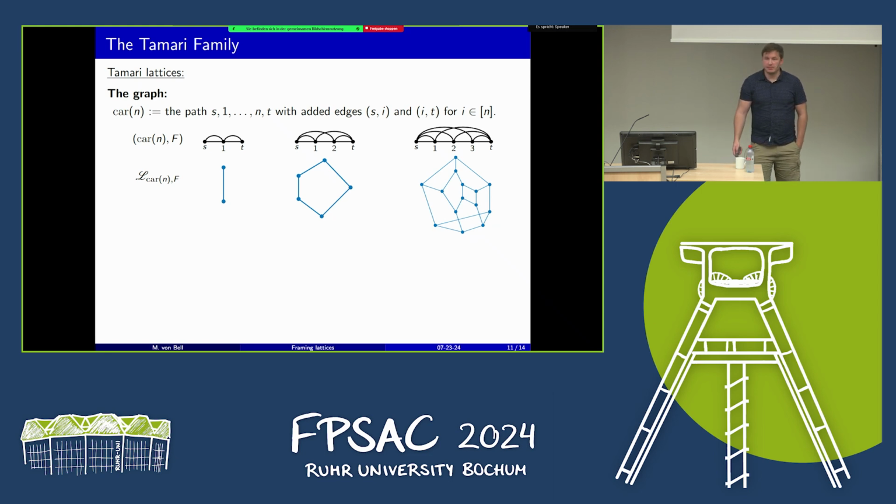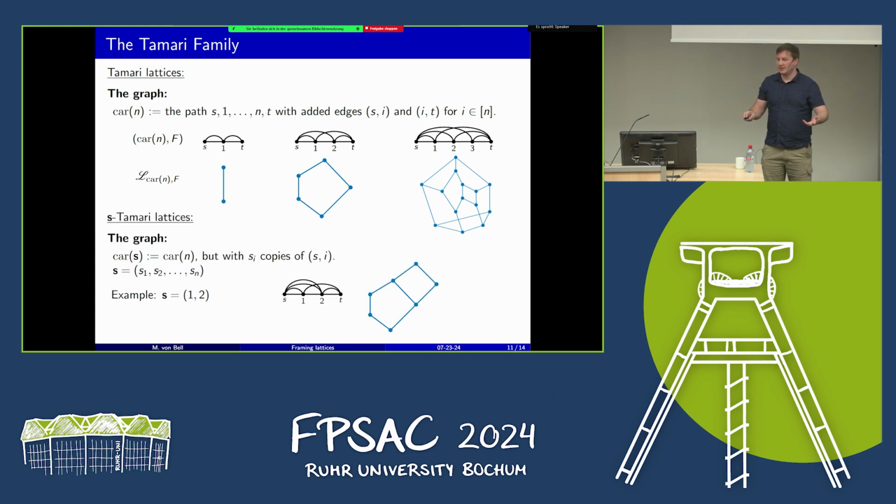And we can play the same game of adding this extra parameter s, this composition, and then define s-Tamari lattices. These are the same thing as nu-Tamari lattices, if you happen to know what those are, just using a different parameter to construct them. But again, we construct it in the same way as the Caracol graph for the Tamari lattices, but we just add extra copies of an edge, s_i, depending on the composition s. So there's a small example.